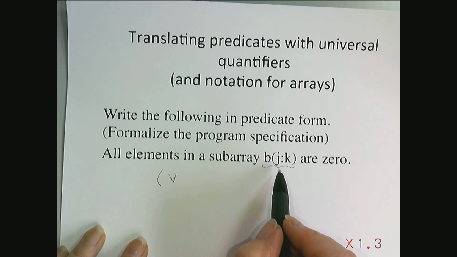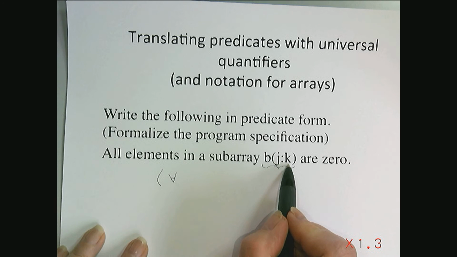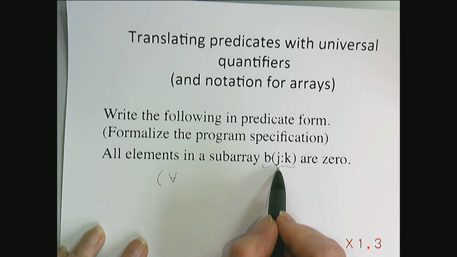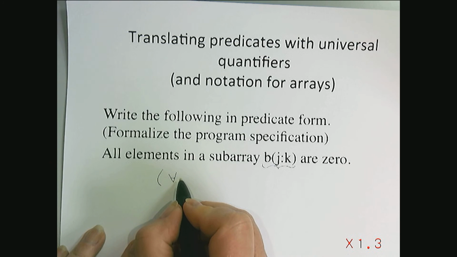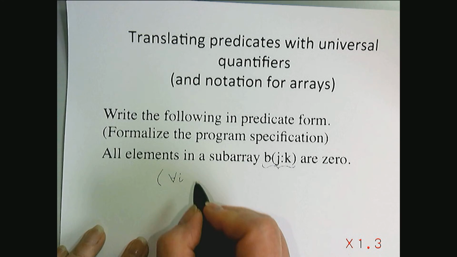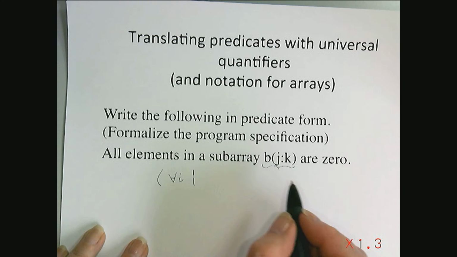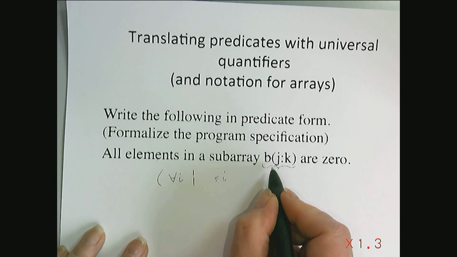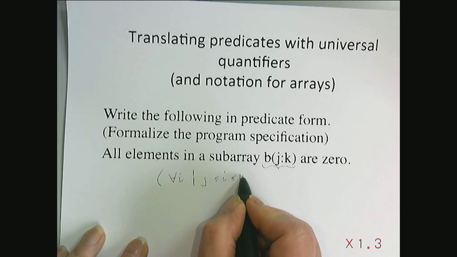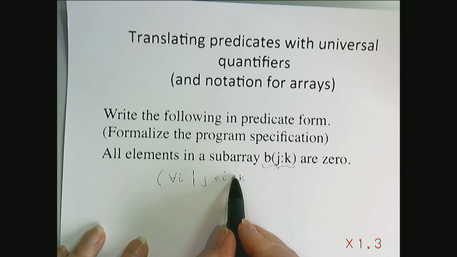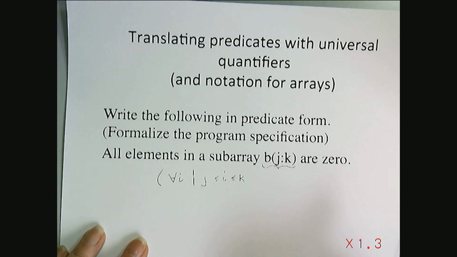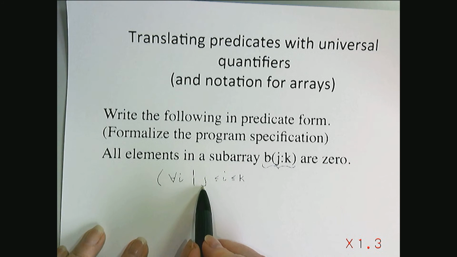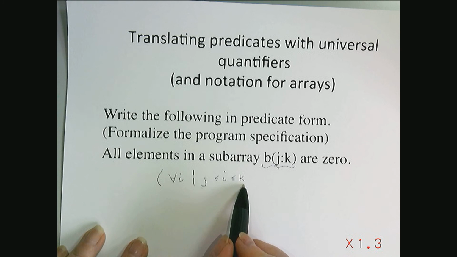Now I need a variable to use here. I don't want to use j or k because they've already been used in my description of the subarray, so I need to pick another one. Well, I could pick m, n, p, whatever. I'm going to use i, though. For all i, well, what's the range of i? i is between j and k, including k, or I could say less than k plus 1, because again, remember, this range is describing all integer values that are between and including j and k.